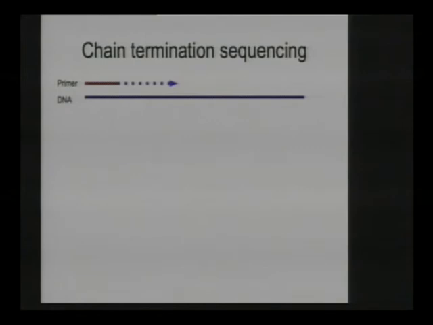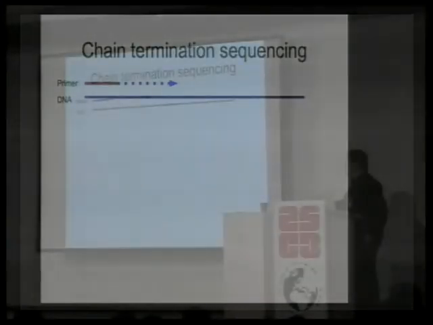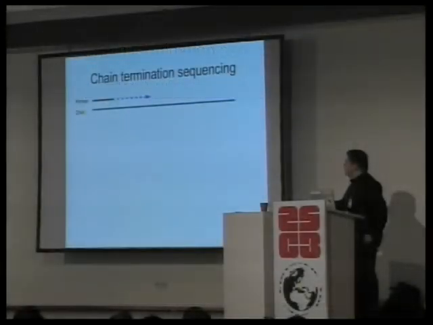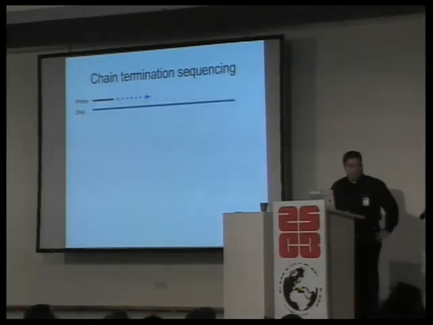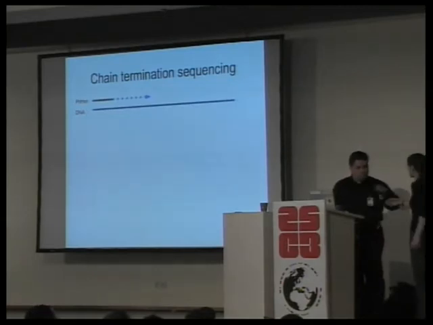So you have your strand of DNA. Here it's a single strand. They have to be separated for this. And then you have a so-called primer. The primer is a small DNA sequence, 20 or 30 bases.